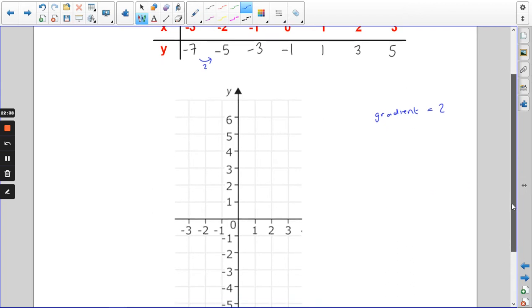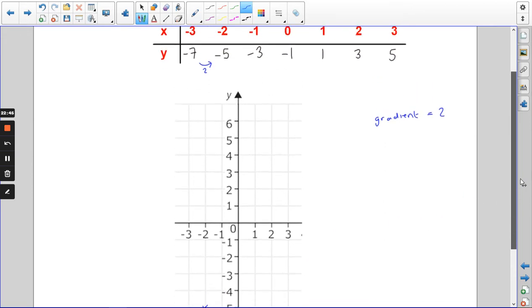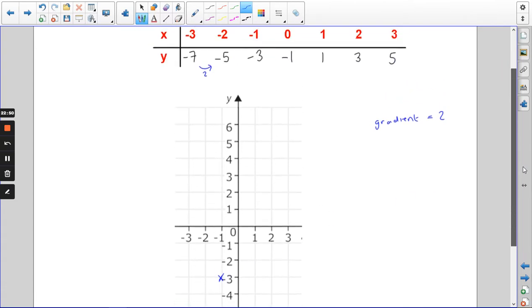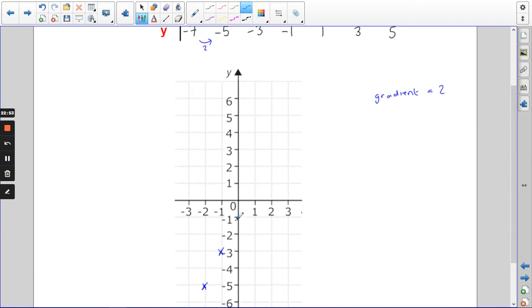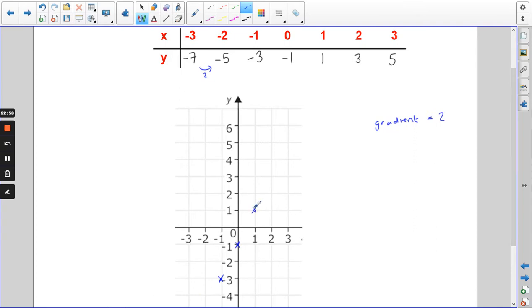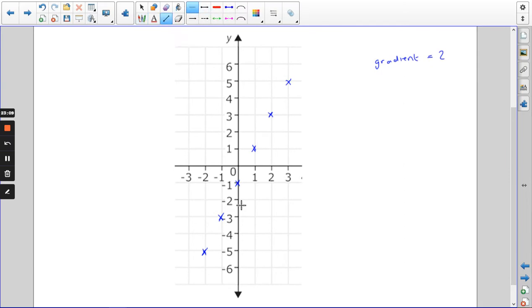So we've got 2, minus 5. Minus 2, minus 5. I can put that one on. That goes down there. Then I've got minus 1, minus 3. So that's there. Remember, you go across first and then down. Then I've got 0, minus 1. So that goes there. Then I've got 1, 1, 2, 3, and 3, 5. And if I've done this properly, it'll make a dead straight line. Like that, look. There we go.